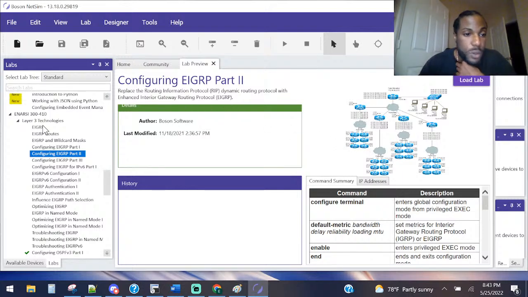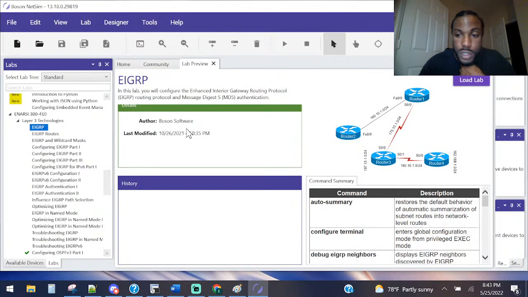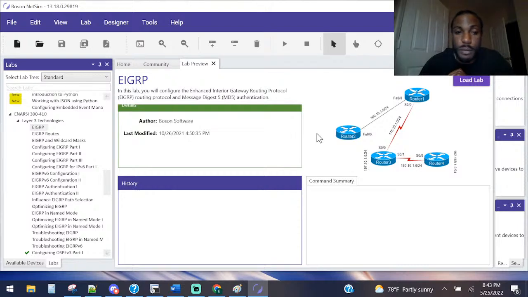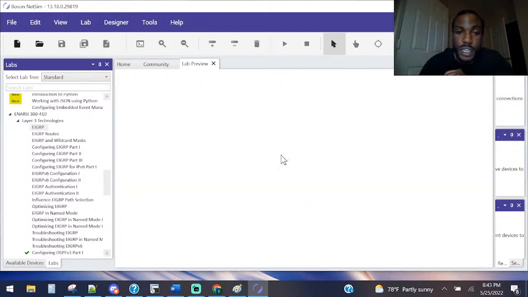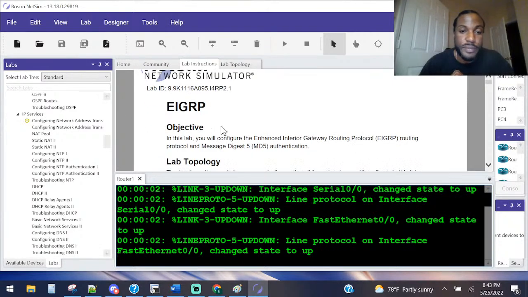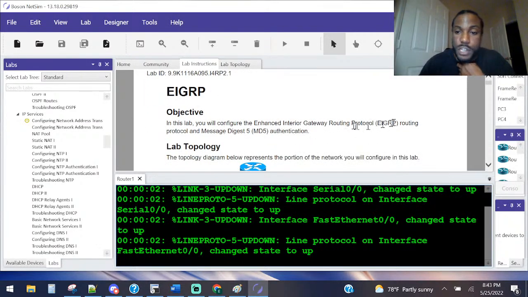Y'all go ahead and pick one. Let me know. I think we'll do this EIGRP lab. This will be a simple lab because we're kind of behind over here, man. Let's do this one, man, and then we'll call it a night. That's killing me, man. Anyway, in this lab you will configure EIGRP using MD5 authentication.